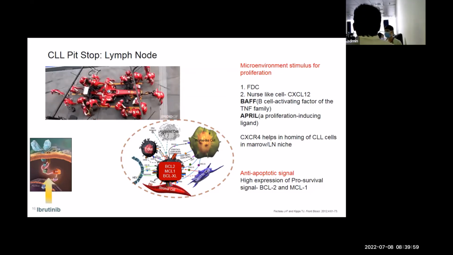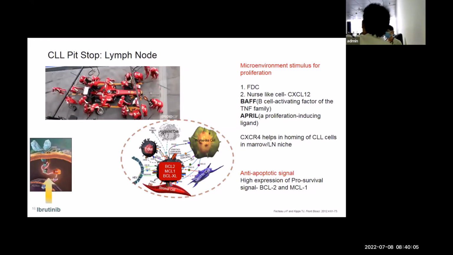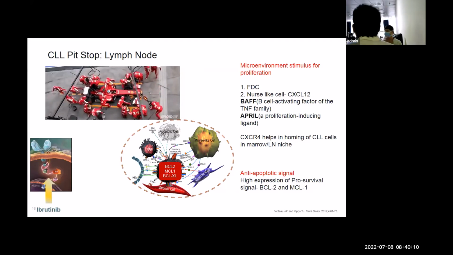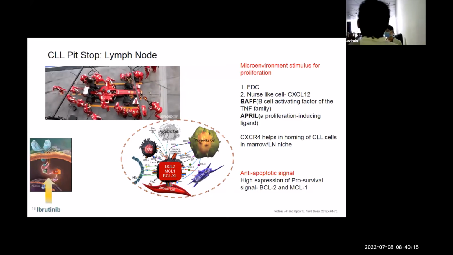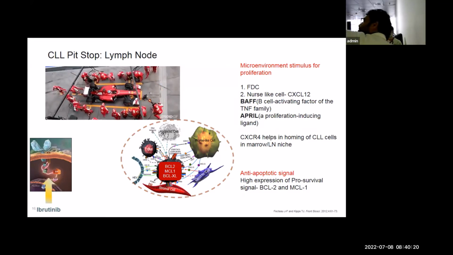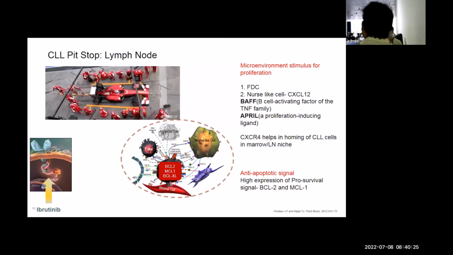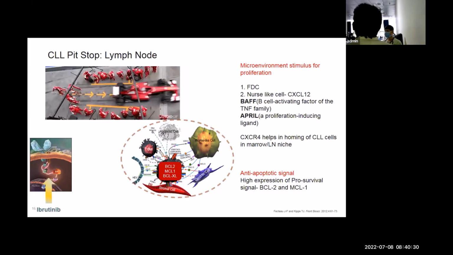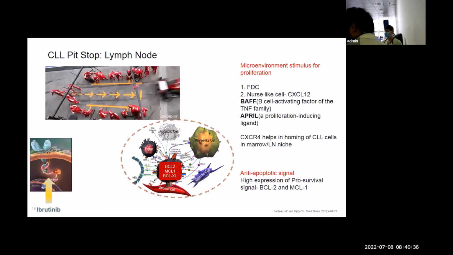So how do they get the stimulus? From two different cells: follicular dendritic cells and nurse-like cells. They release CXCL12 cytokines, which attract those cells and help in giving those stimuli. And what are the stimuli? Very interesting names, BAFF and EPHRIN. Just remember the names, and when you read about the biology, you'll understand it better. These are the acronyms for the stimuli that nurse-like cells release. The second interesting thing is anti-apoptosis. Why do the CLL cells not die? Because of strong anti-apoptotic signals, pro-survival signals from BCL2 and MCL1.